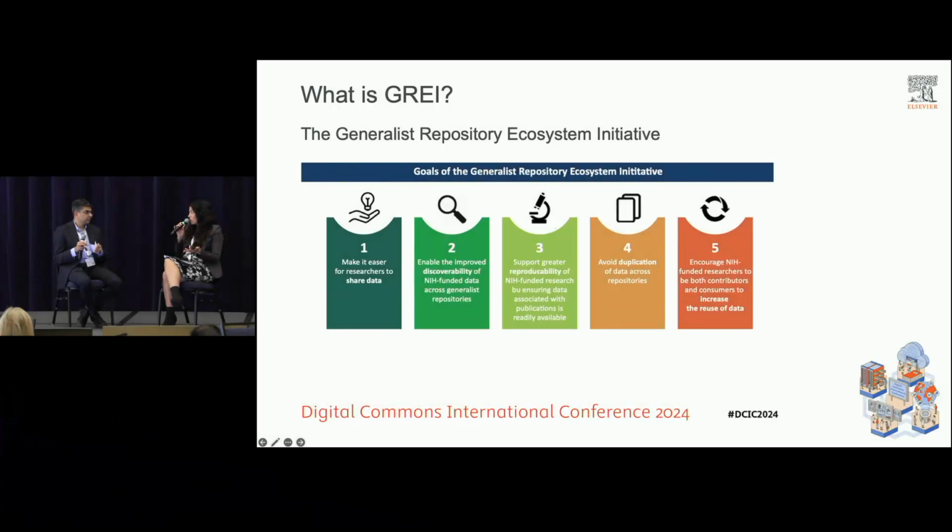Excellent, thank you. And so the Generalist Repository Ecosystem Initiative has five key goals. There's a very pretty colorful slide here that you can absorb for yourself. But would you like to share a little bit about these and summarize what's important about this?